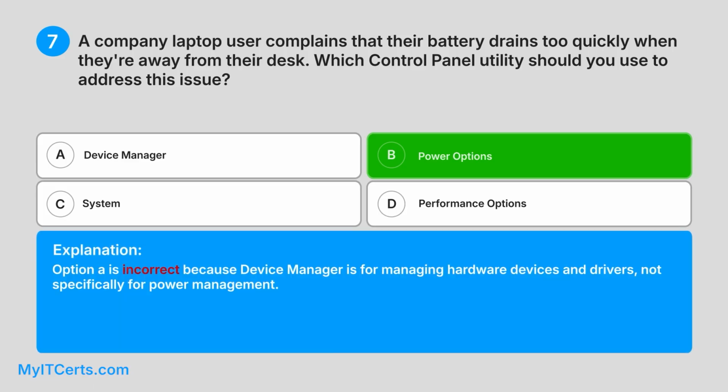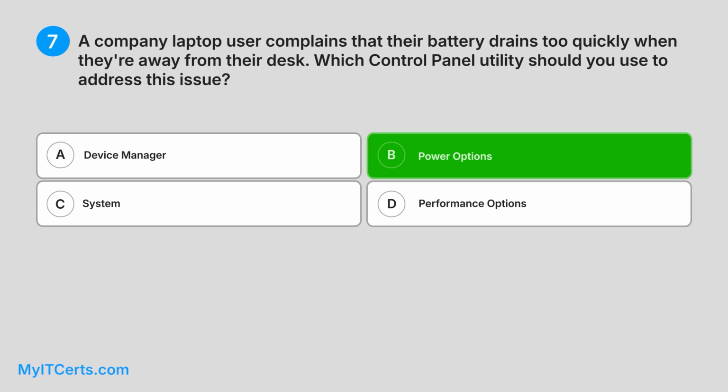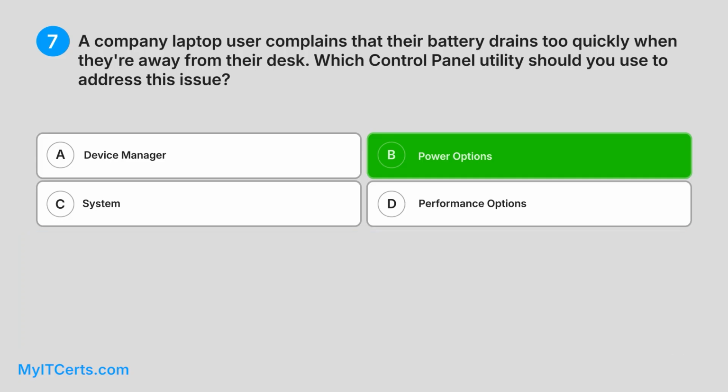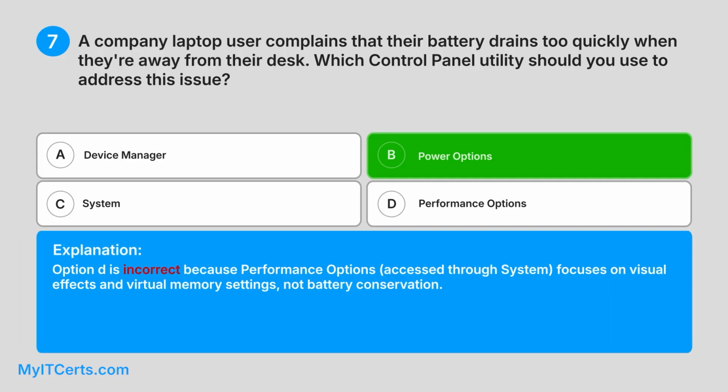Option A is incorrect because Device Manager is for managing hardware devices and drivers, not specifically for power management. Option C is incorrect because System provides general system information and access to some system settings, but doesn't include detailed power management options. Option D is incorrect because Performance Options, accessed through System, focuses on visual effects and virtual memory settings, not battery conservation.